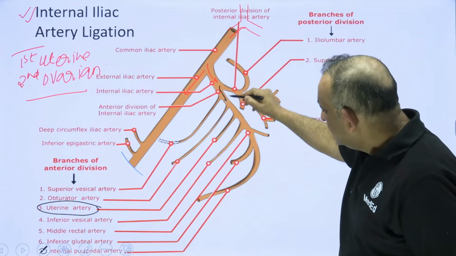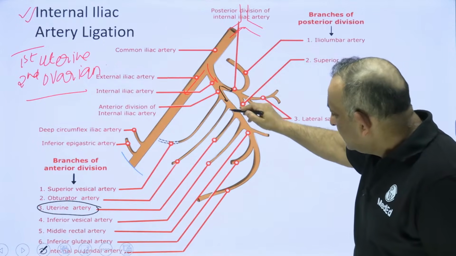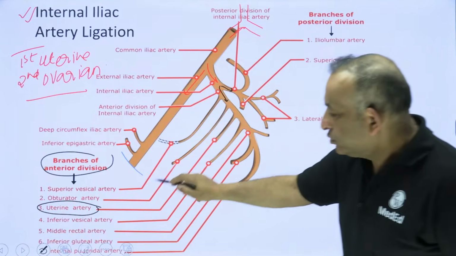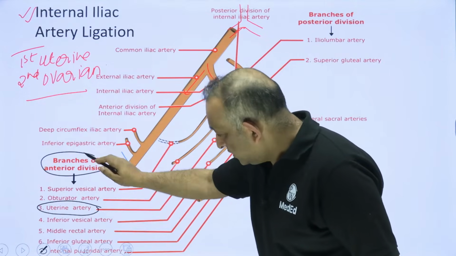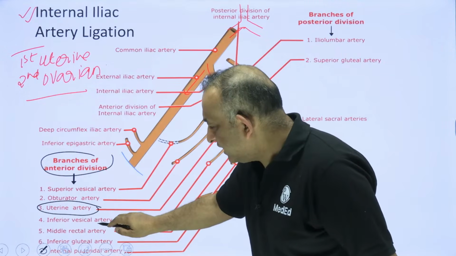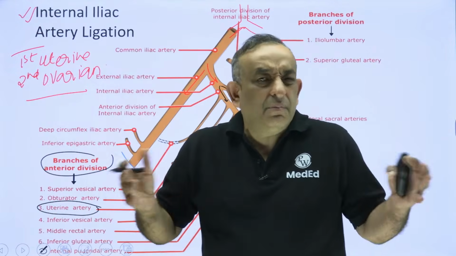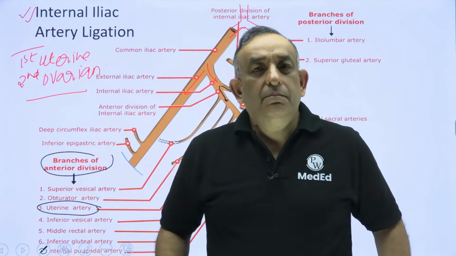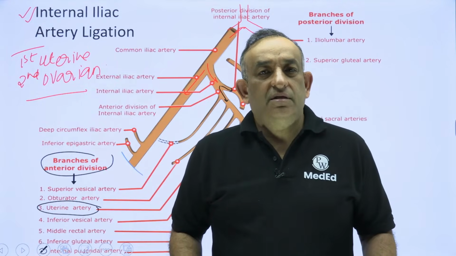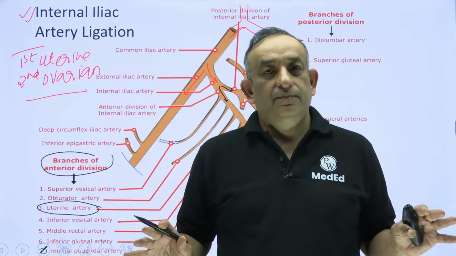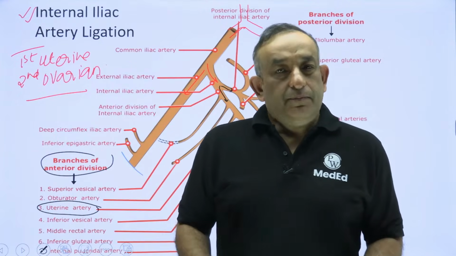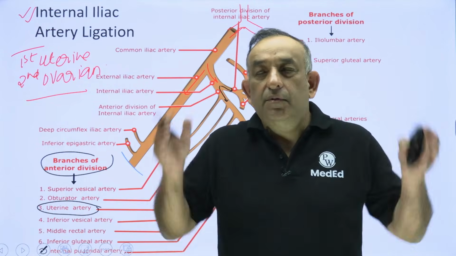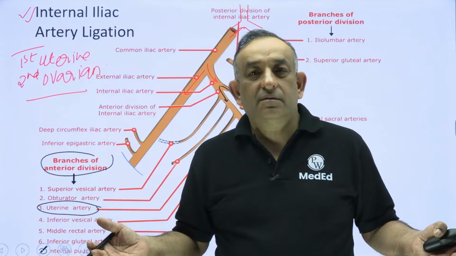So, common iliac, internal iliac. Internal iliac has an antedivision and a posterior division. Antedivision has 7-8 branches, and uterine is the main artery which you have to remember. You must remember all of them: superior vesical, inferior vesical. Yes, you can mug it up, but what is the basic understanding? All the organs in the pelvis are supplied by the internal iliac artery, the major artery of the pelvis. Remember this.